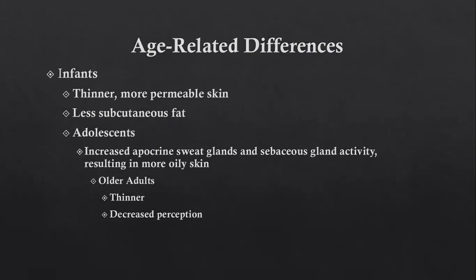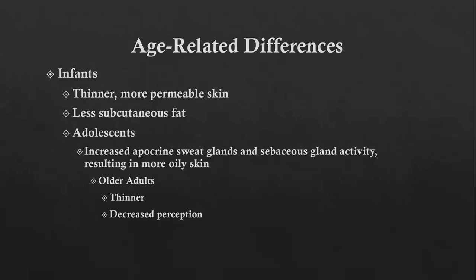And with adolescents, what is one thing that adolescents are prone to? Acne. So they have an increase in the apocrine sweat glands, and that's why we always try to tell them to wash your face, keep your hands out of your face, because you can introduce bacteria into that area, okay? So they have an increase in their sebaceous glands, which is that oily gland, and that's what gives them the oily skin. So we always want to tell them to wash their face twice a day.